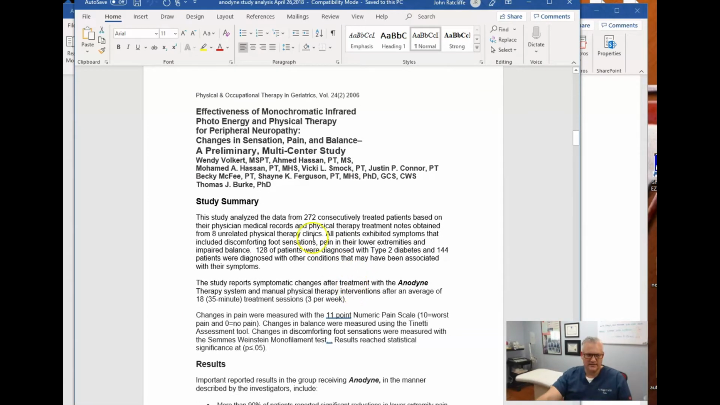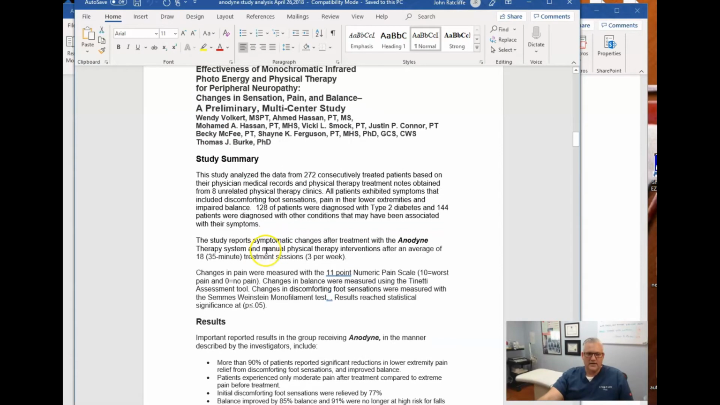Okay, next study. Physical and occupational therapy in geriatrics. And this was done by a couple of PTs, as well as Dr. Burke again. The effectiveness of monochromatic infrared phototherapy and physical therapy for peripheral neuropathy. Changes in sensation, pain, and balance. A preliminary multi-center study. So what these guys did, 272 patients were treated.